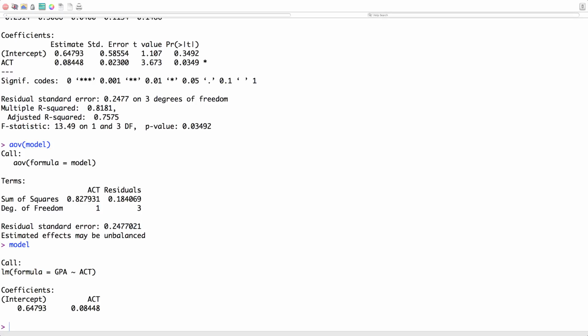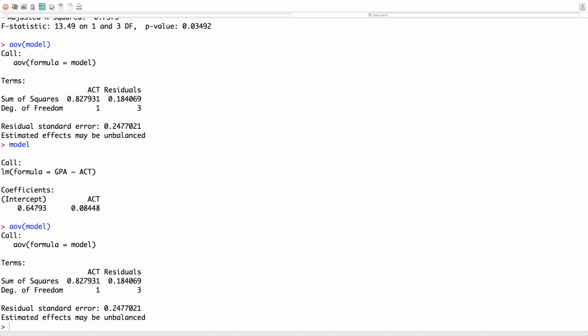But the big thing we can do is look at the ALV of our model, as I did before, and we get some stuff. We get the sum of squares, and the degrees of freedom for ACT and residuals. And guys, this ACT, remember, is nothing more than the regression, the regression of GPA on ACT. But we want a complete table here that gives us our mean square terms and ultimately an F statistic.